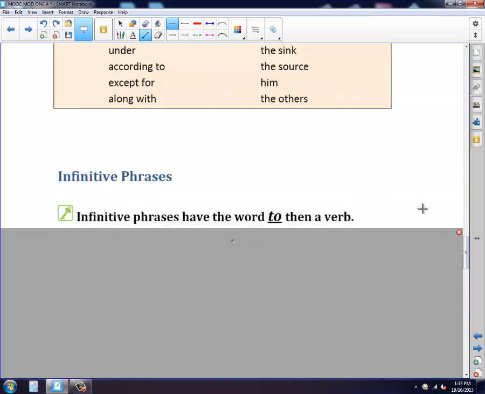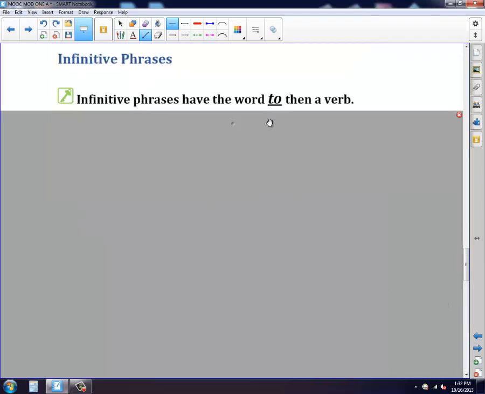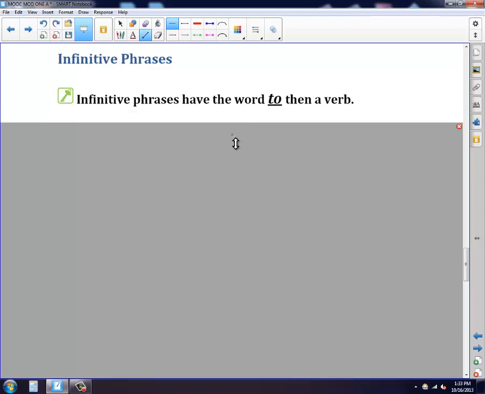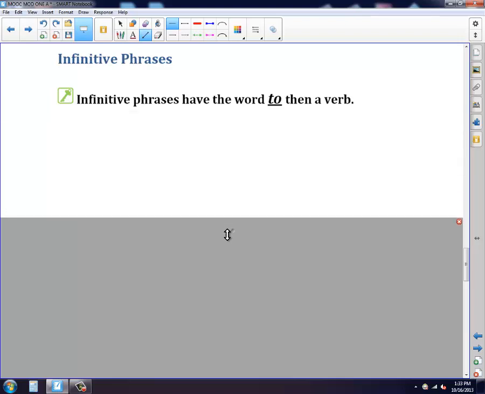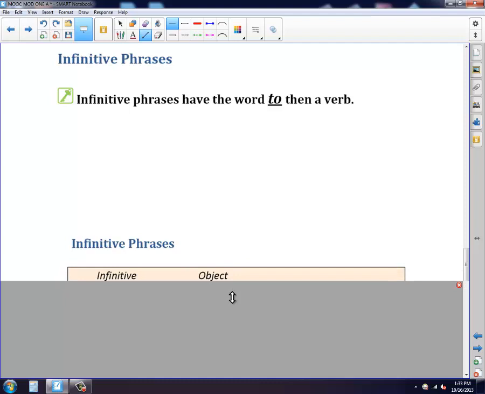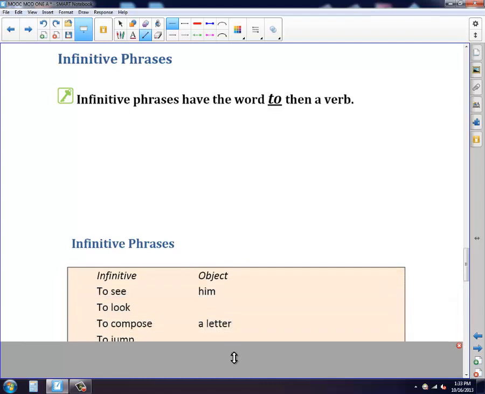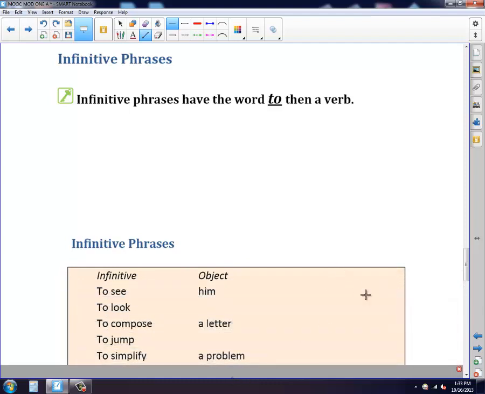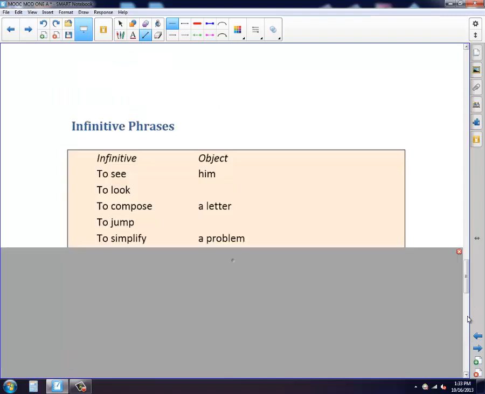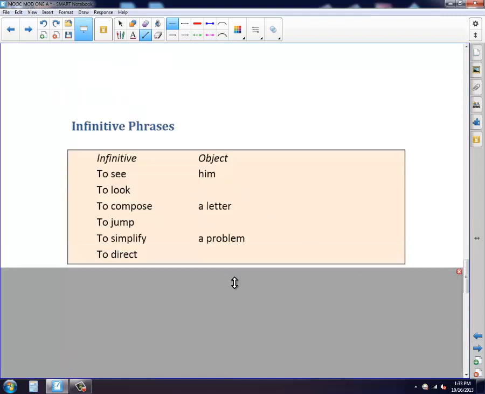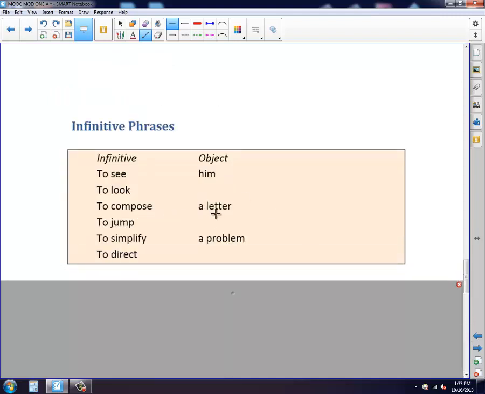Another type of phrase is the infinitive phrase. This phrase consists of the word to followed by a verb. Infinitive phrases also can include a noun or pronoun object. The following are infinitive phrases: to see him, to look, to compose a letter, to jump, to simplify a problem, to direct.